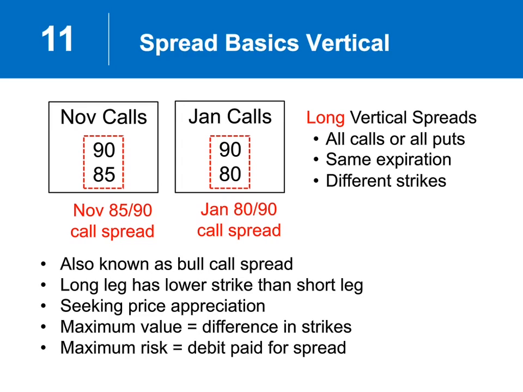When we buy the 85 call and sell the $90 call, we are paying a debit. We are paying more money for the $85 call than we are receiving for the sale of the 90 call. The most the spread will ever be worth is $5. The other example, the January 80-90 bull call spread, we're buying the more valuable leg. That's a $10 bull call spread. Again, the maximum value is the difference in strikes, $5 in our November example, $10 in our January example. The maximum risk, the most we can lose in this type of trade, is what we paid for the spread initially. Our initial debit paid is our maximum risk.